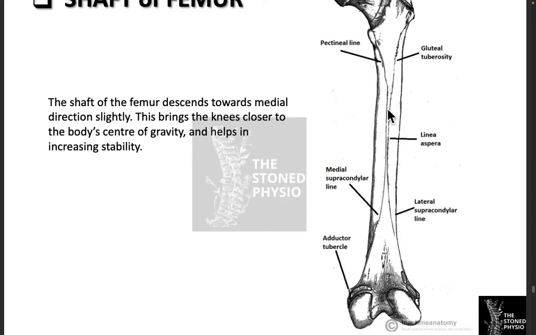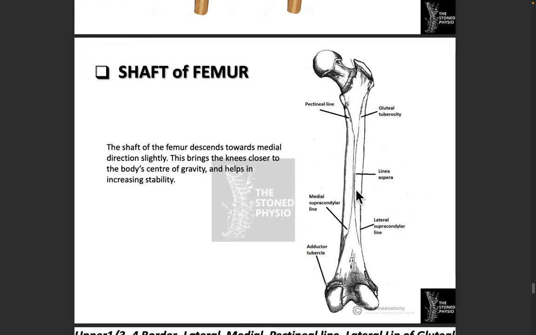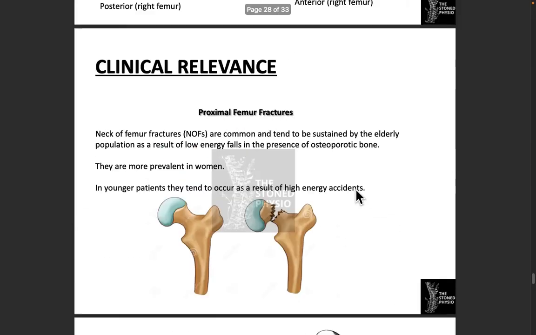Just remember the names: the pectineal line, the gluteal tuberosity, and the lateral and medial supracondylar lines. Apart from that, it is also written here that the femur is not in an erect position. It is in an oblique position in the body.